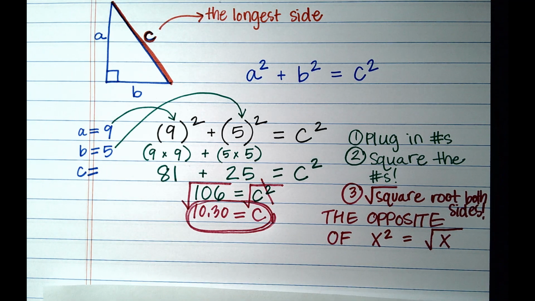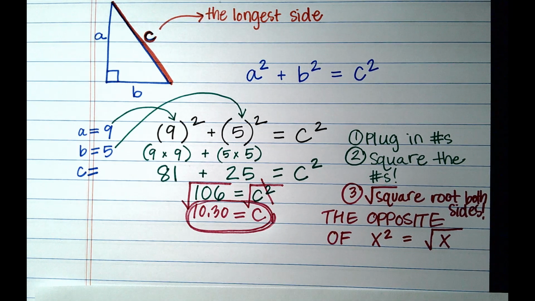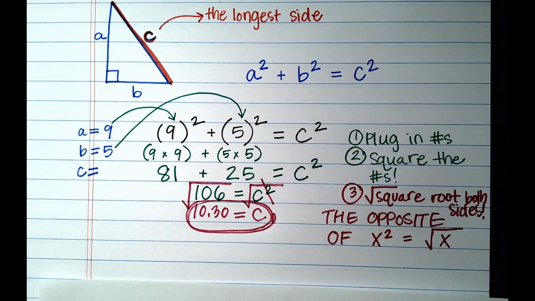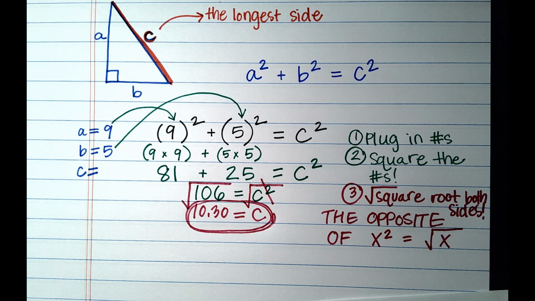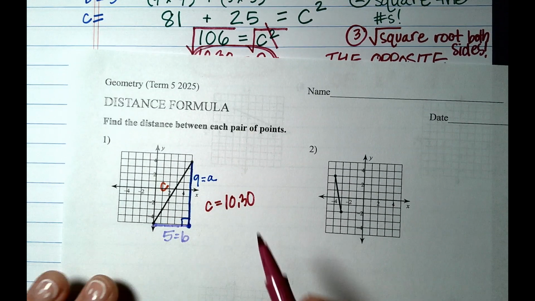So number 1, our answer is 10.30, or whatever decimal you decide to keep it as. All right, C equals 10. Because it doesn't specify units, it's fine if you just write the number. You don't have to put units. So that's what I put for number 1, 10.30.